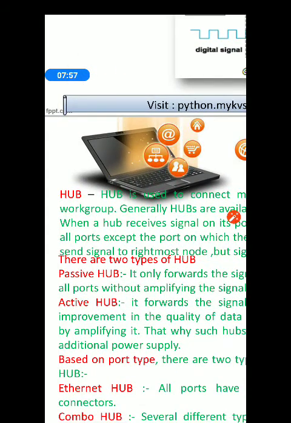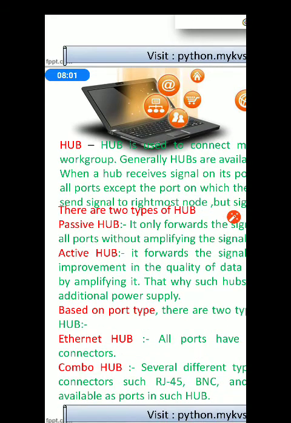There are 2 types of hub, please note down: passive hub and active hub. And if we consider the port type, there are 2 types of hub: Ethernet hub and combo hub.